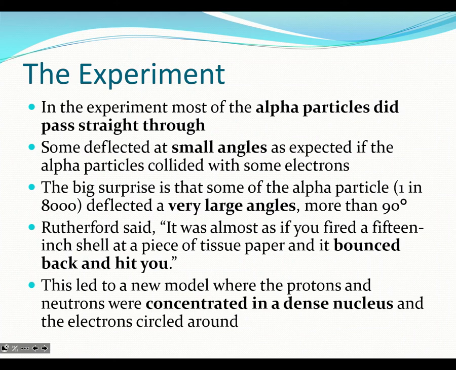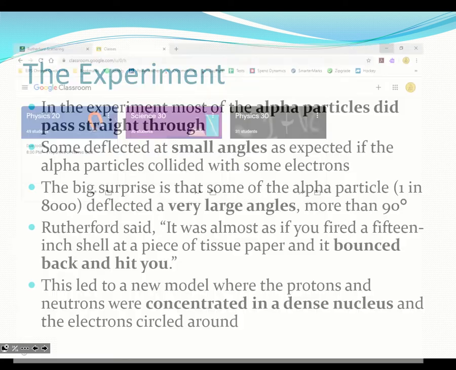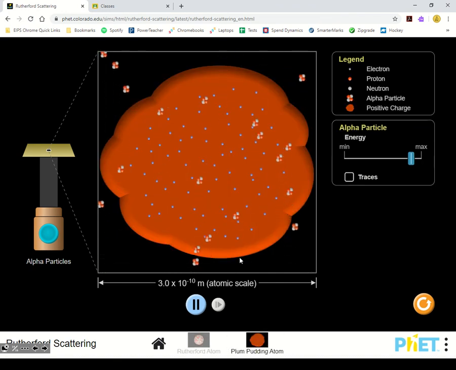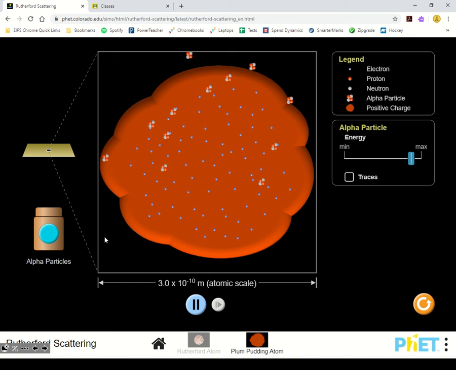And this led him to the new model where the protons and neutrons were concentrated in a dense nucleus and the electrons circled around it. So I have a simulation here to show that. This is what Rutherford expected. He expected the Thompson plum pudding model was correct, and he would shoot these alpha particles through, and judging by how much energy they lost, he could figure out the density of electrons in this sort of cloud of diffuse positiveness. But he expected all of them to pass right through.